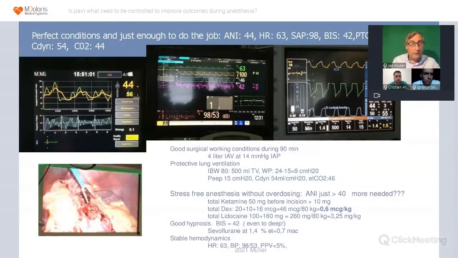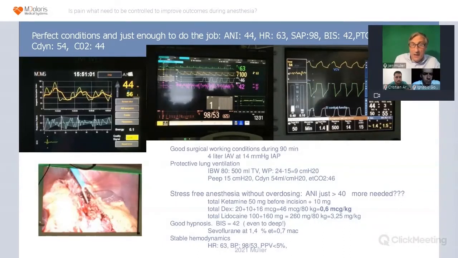Here is another example, a very good ideal condition in which the doses required were not that high. But as you see, we are not aiming anymore to go with an ANI to 100%. So I'm happy if we stay around and just above the 40, in that way using the lowest dose possible. So in this case, we have been using 0.6 microgram per kilogram in total of dexamethasone next to a ketamine loading dose of 50 before the start of the procedure, and a lidocaine infusion in a total dose of 3.2 milligram per kilogram the whole time.